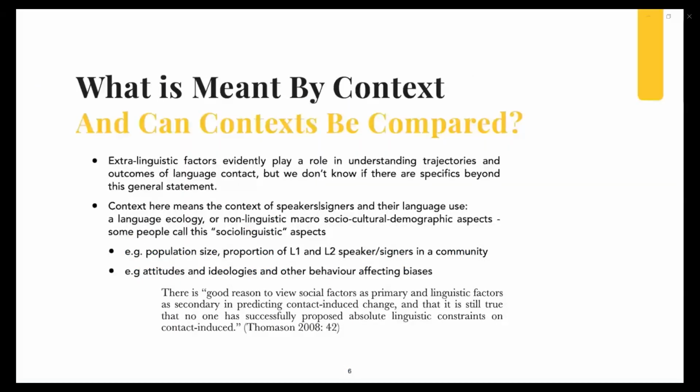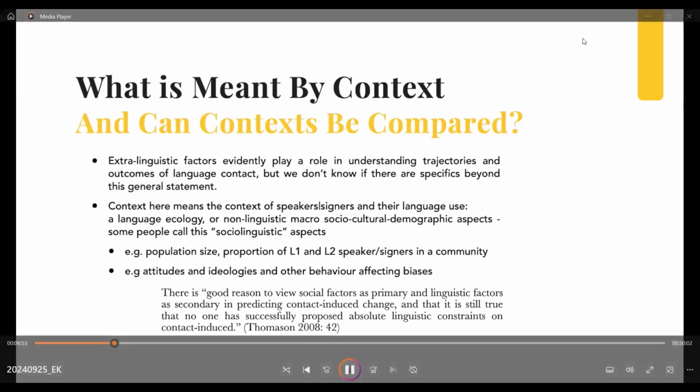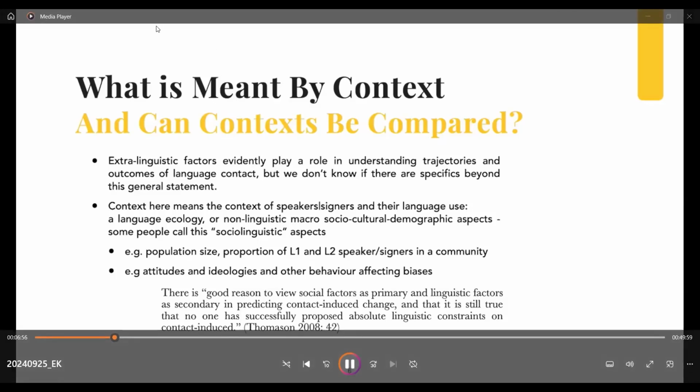So I've used the word context quite a lot already, and I suppose that's a little bit vague. But by context, we mean extralinguistic factors. When one comes across the language contact literature, it's pretty clear that things other than the structure of the language, so that's the morphosyntax, lexicon, phonology, things apart from this, do play a role in the trajectories and outcomes of language contact. But this is a very general statement, and we don't actually know if there are any specifics beyond this general statement. So extralinguistic factors, what do we mean by this?